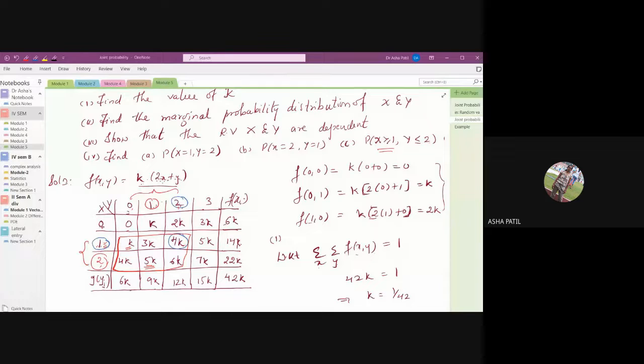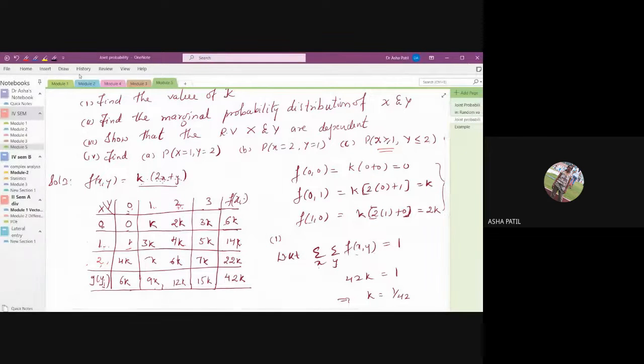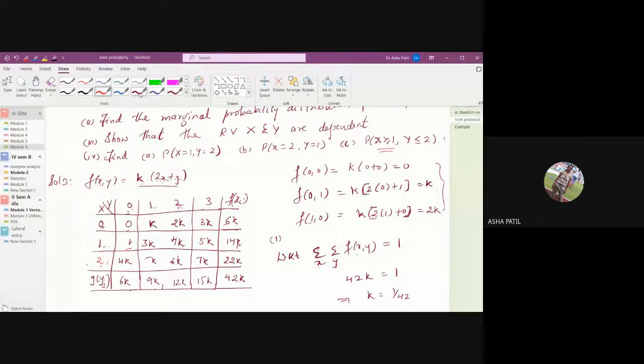And one more question is there. I have written one more question. Sorry, x plus y is greater than or equal to 2. That means what all values you have to take? X plus y is greater than or equal to 2 means which values will you consider? X plus y should be greater than or equal to 2.